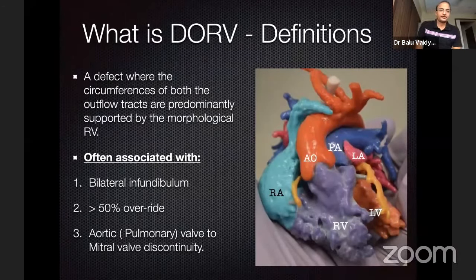It is often associated with anatomical features like bilateral infundibulum or conus. Then the second way is we say there's a more than 50% override. Tetralogy is up to 50%. And finally, what we call the aorto-mitral discontinuity. But these are anatomic features and need not necessarily be the defining features.